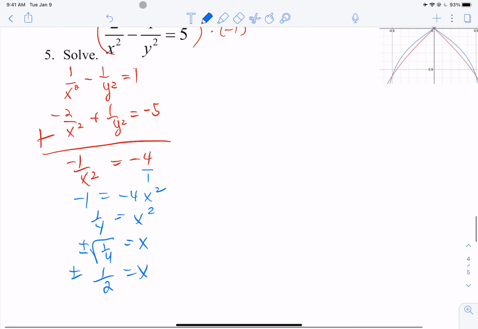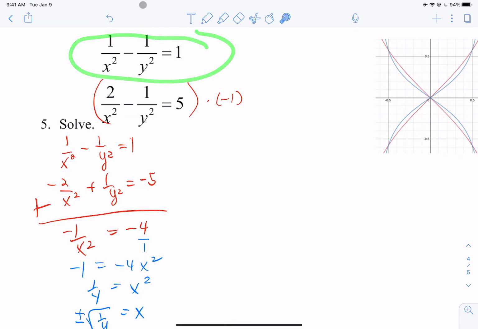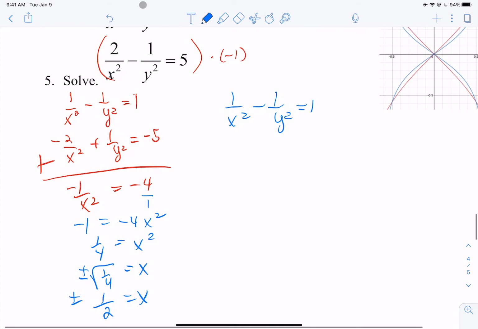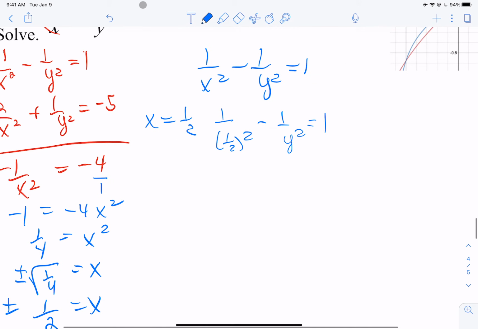Okay, so now we have the x values. We got two of them to plug in. We just got to find the y values. So I think this equation just has some nicer numbers. So let me write that down. So let's plug in the positive 1/2, okay? So we're going to get 1 over 1/2 squared minus 1 over y squared equals 1. That's really disgusting to solve, but I'll lead you through it.